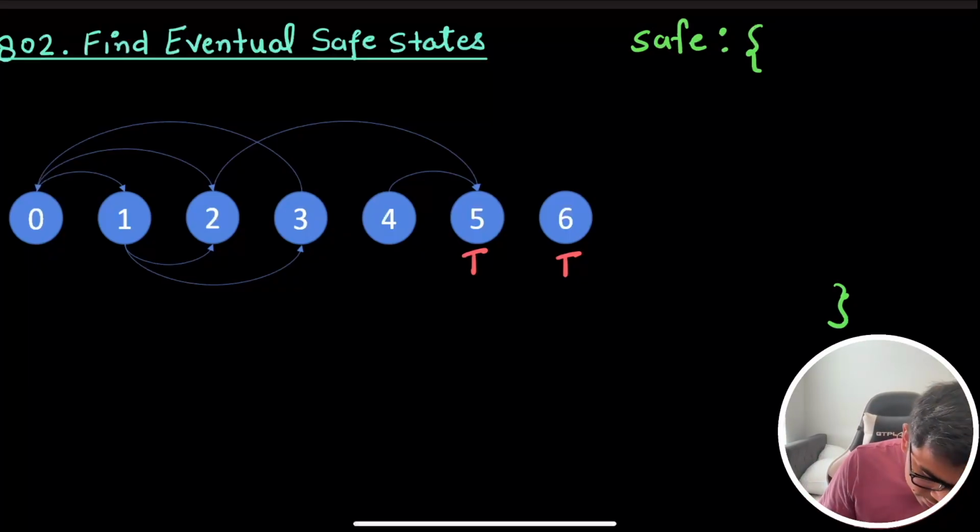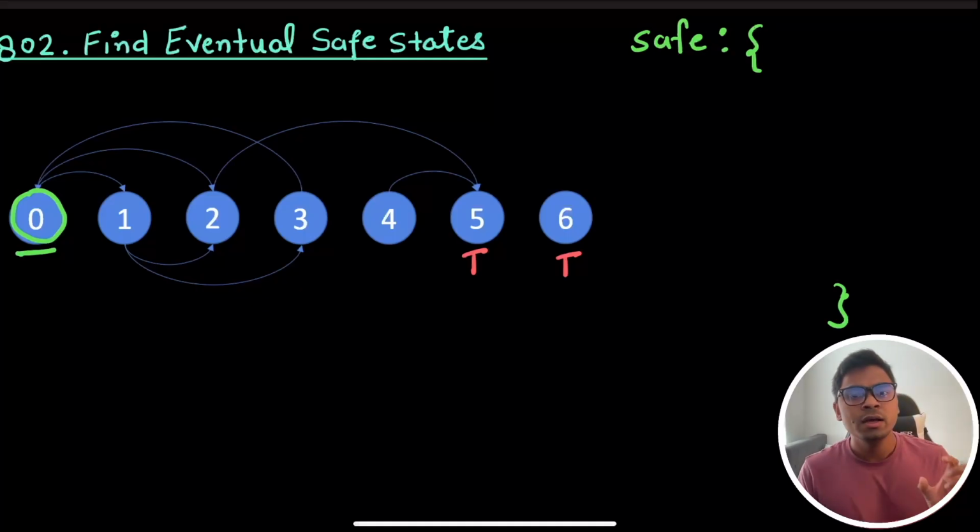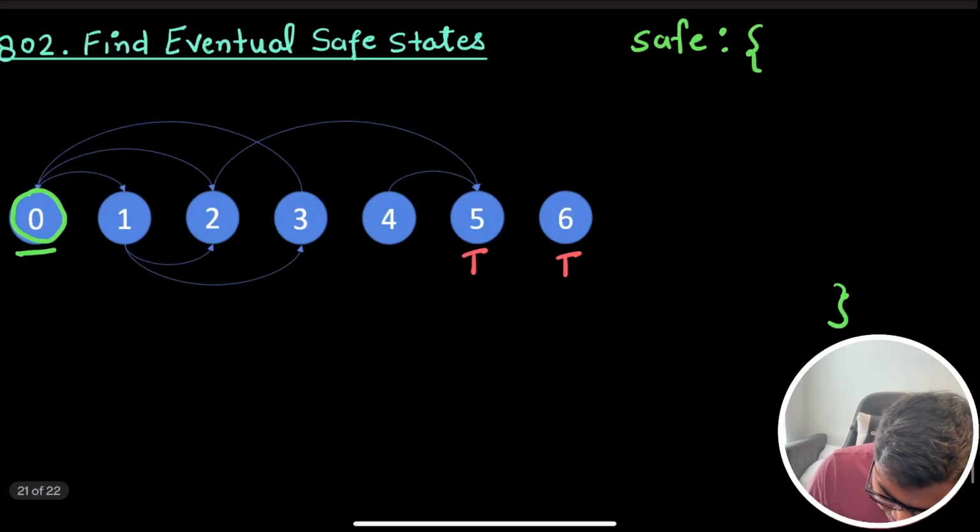So let's say we start iterating on 0. So we are visiting right now. For visit, I'll mark one green line. That means we are visiting it. And while we are visiting that node, temporarily, I'm going to say that it's false for now. It's basically not a safe node. So it's false.